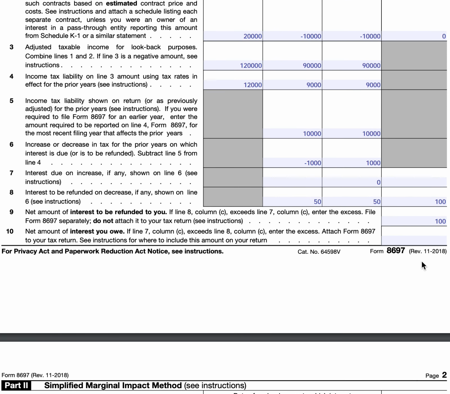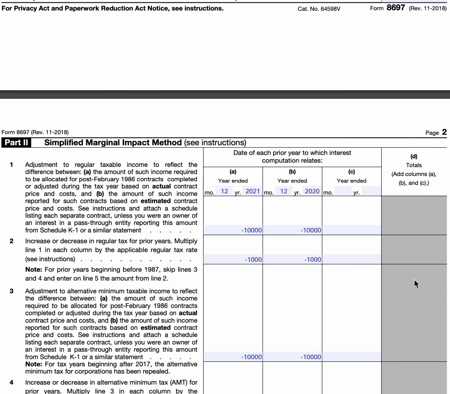In part 1, it would be line 9 and line 10, again, but not both, because you're either owed interest or you owe interest, but both cannot happen once you net all of those totals. So in line 1, we enter the adjustment to taxable income, not the income itself. So in columns A and B, we put these prior tax years. We did not put the current tax year. So we just entered the adjustment, which was $10,000 per year.